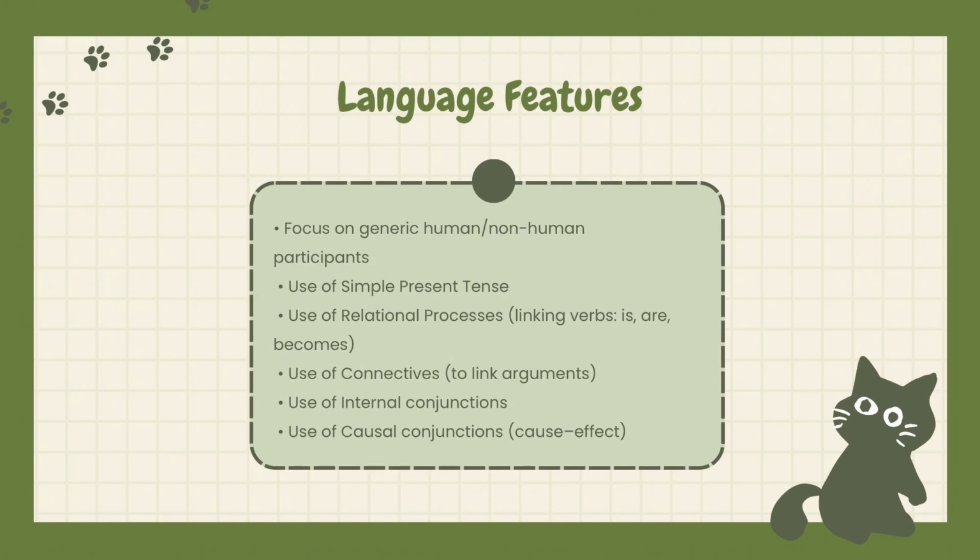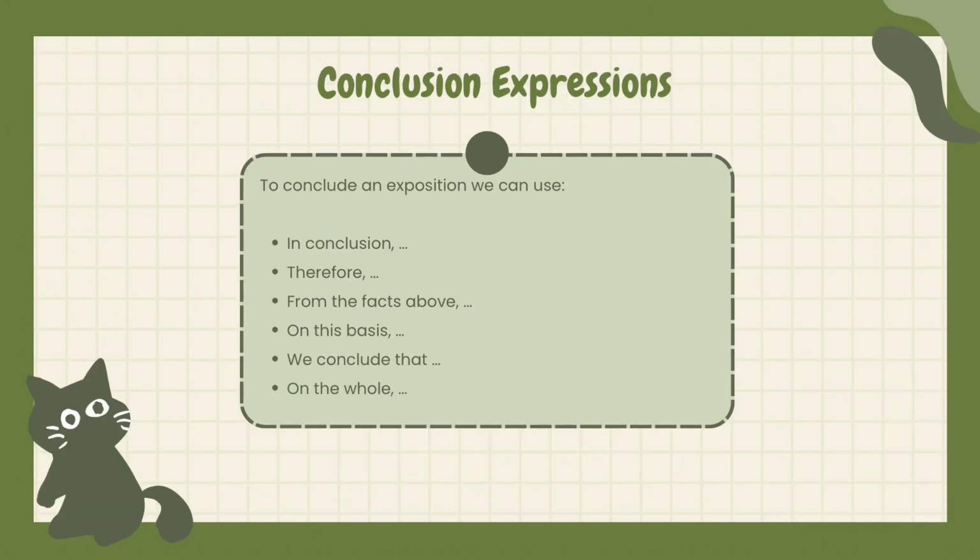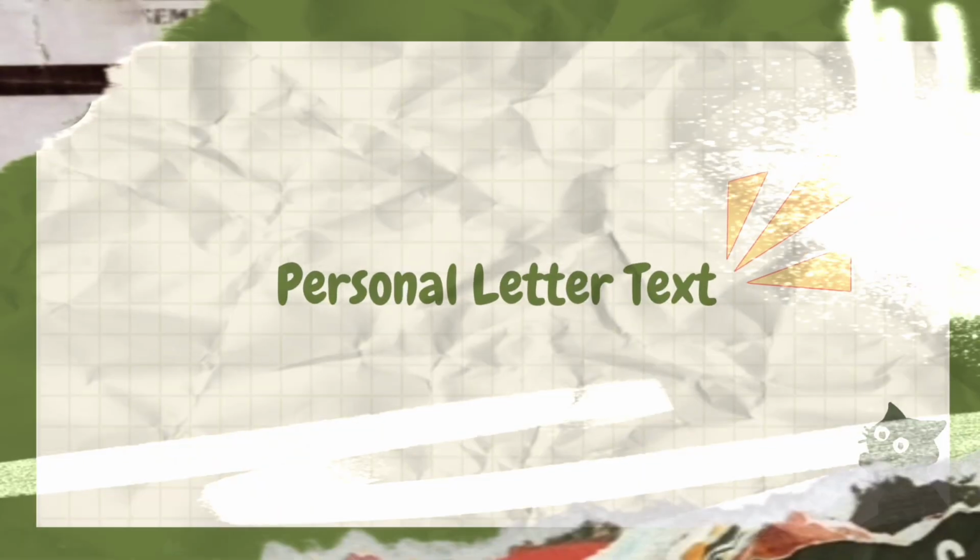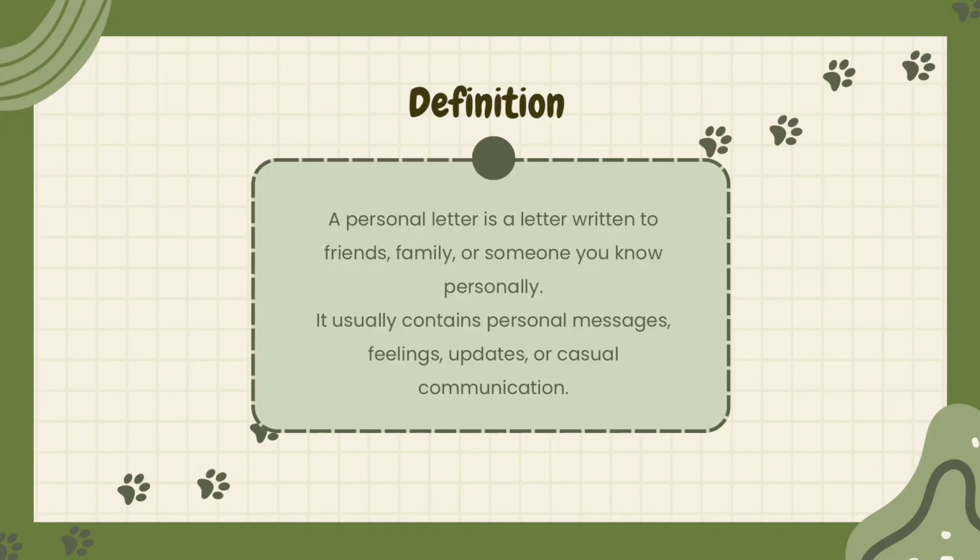between ideas. Before we move on to the next material, I will also explain how an analytical exposition usually ends. In the conclusion part, the writer repeats their main idea and strengthens their opinion. There are several expressions we can use to conclude an analytical exposition. These expressions help signal to the reader that the argument has finished and the writer wants to restate the final point. Now we move on to the second material, personal letters.